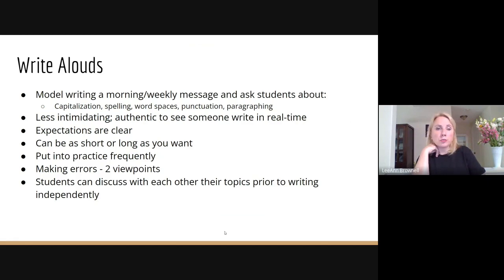There are two sort of different beliefs on making errors. One side of the coin says, yeah, you should embed a few errors in your writing so that they can see you go back and maybe do some editing. And then others would say, no, please make it error free. So I guess that's up to you, kind of what party you sit with. And then it's important for students to get together and talk about their topics of writing before they start writing independently.